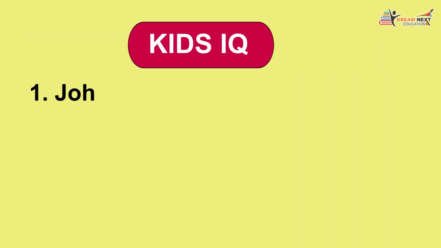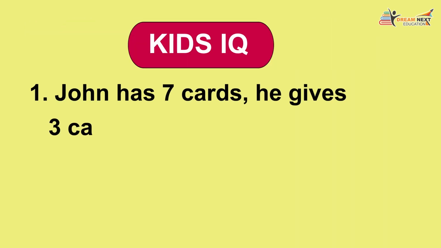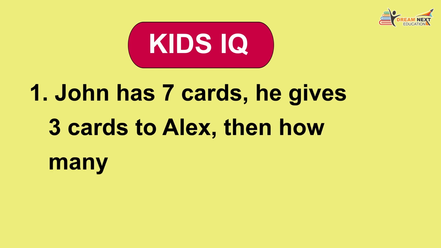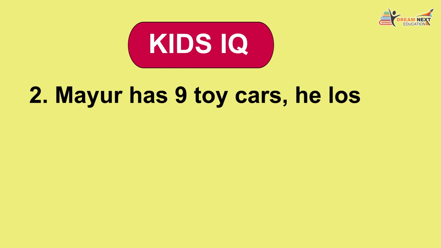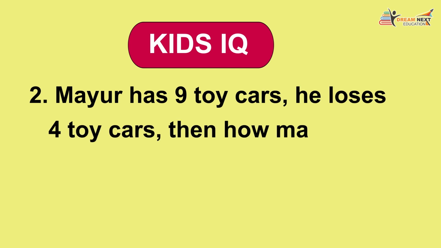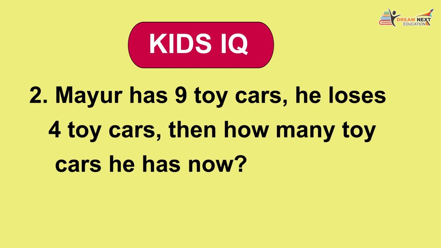Kids IQ. 1. Johnny has 7 cards. He gives 3 cards to Alex. Then how many cards does he have now? 2. Mayur has 9 toy cars. He loses 4 toy cars. Then how many toy cars does he have now?